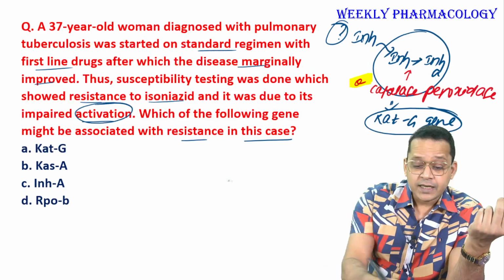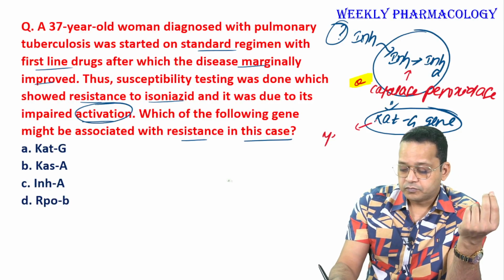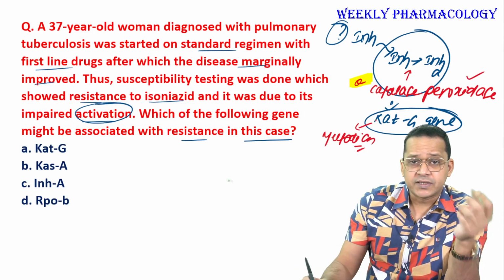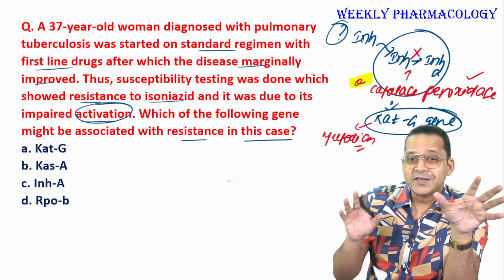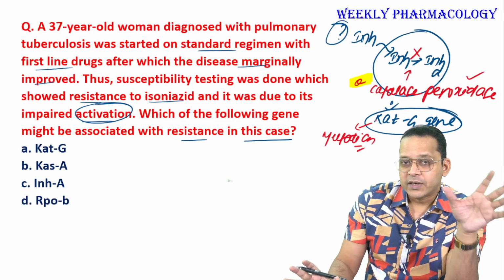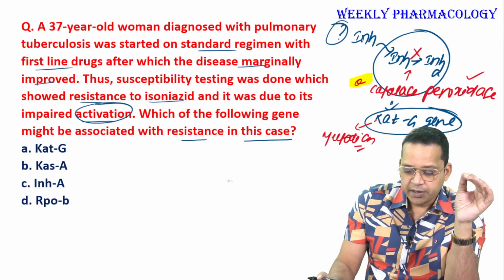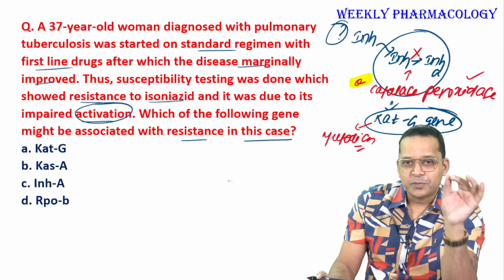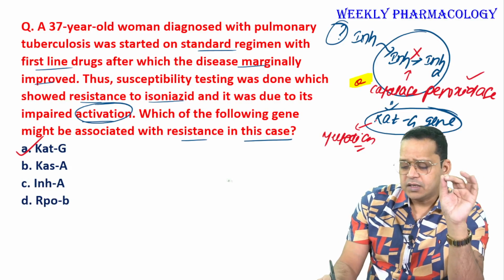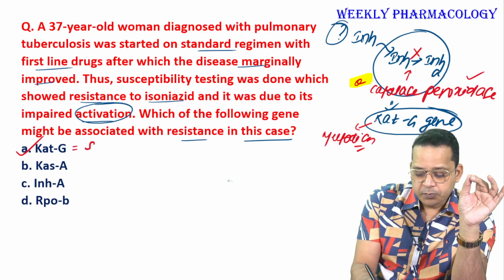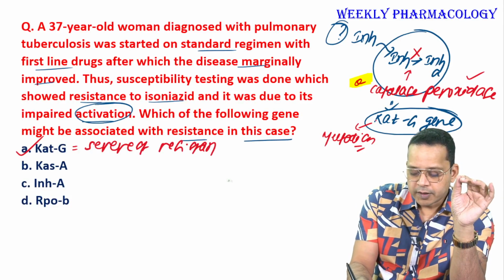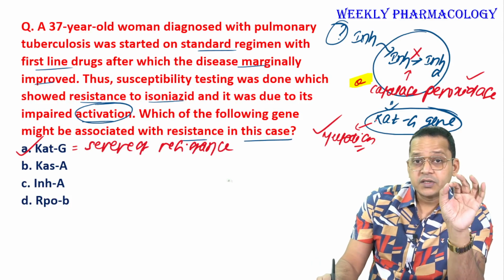So, if KatG gene undergoes mutation, this catalase peroxidase changes, and because of which isoniazid is not activated into INHA. So, if you have not commented the answer, can you at least comment the answer now? Is it due to KatG, CASA, INHA, RPOB? What is that, guys? So, it is KatG gene, right? So KatG gene, it is responsible for severest resistance. So KatG gene mutation causes severest resistance.